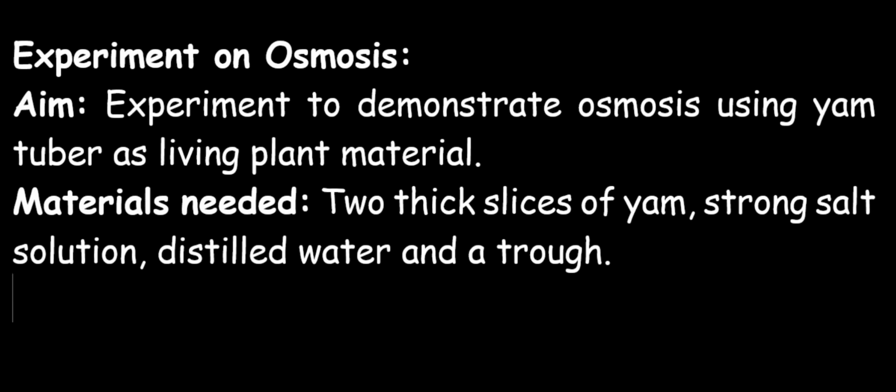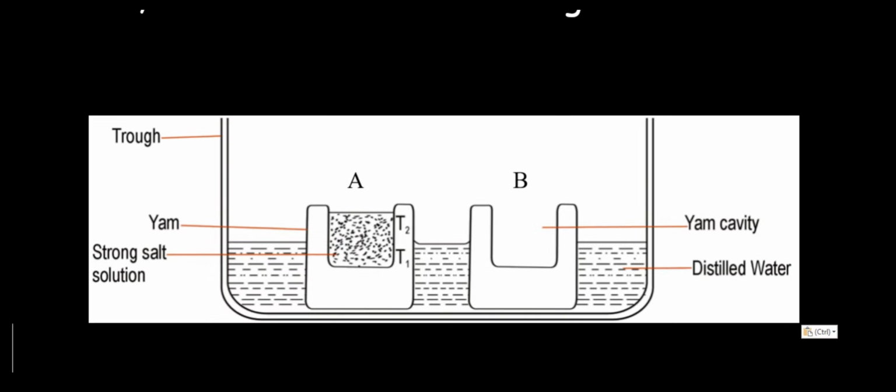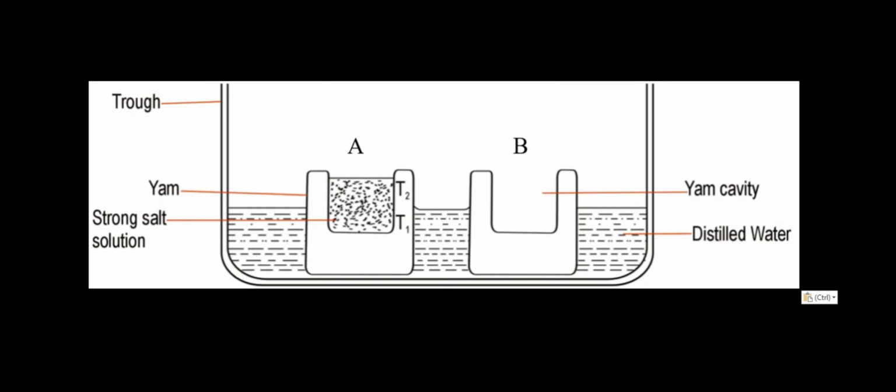I will drop a diagram to show and illustrate the methods that will be used in this experiment. Now, our 2 thick slices of yam tuber, A and B. When we have obtained them, we peel off their skin and make a large cavity in the middle of each. So we can see the cavity in both yam tubers A and B.